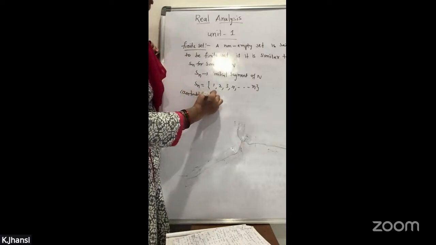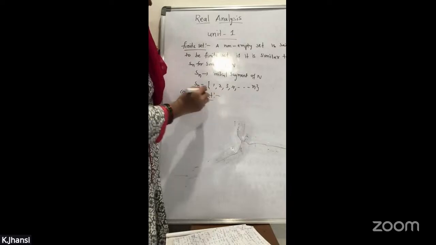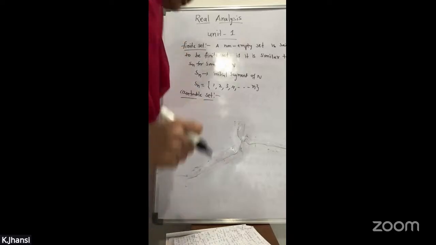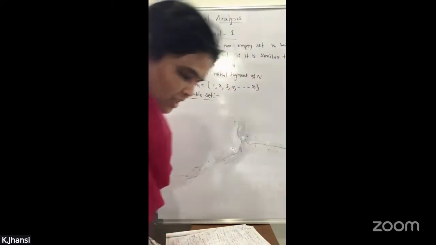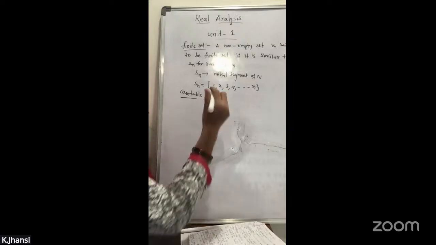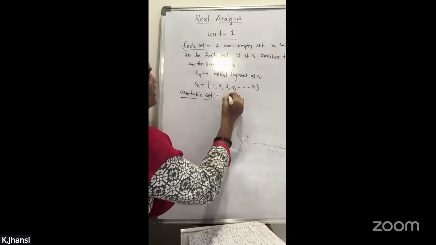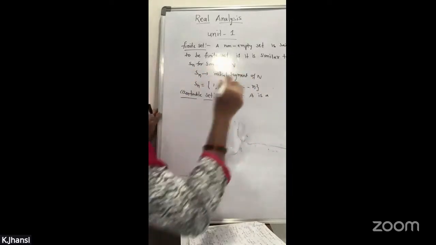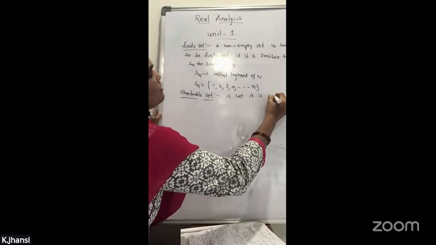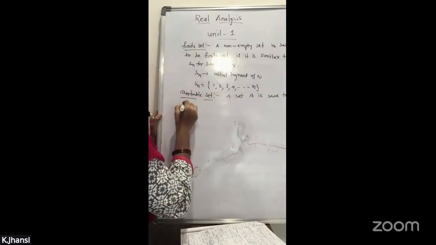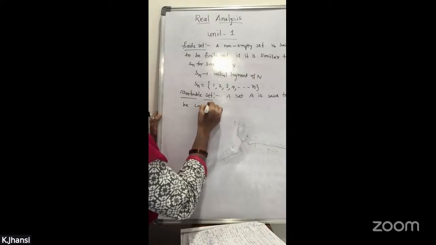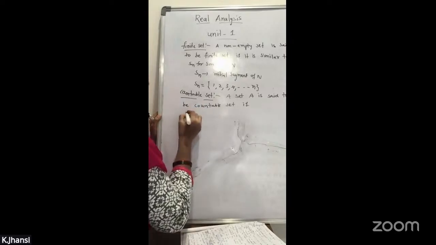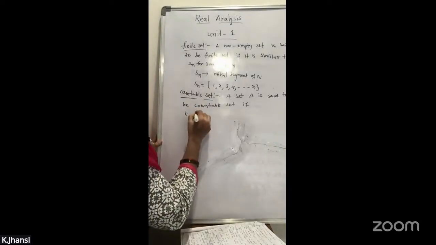Countable. The countable set definition: a set A is said to be countable. Three conditions are there to say that a set is a countable set. A set A is said to be a countable set if the first condition is that A is the empty set.